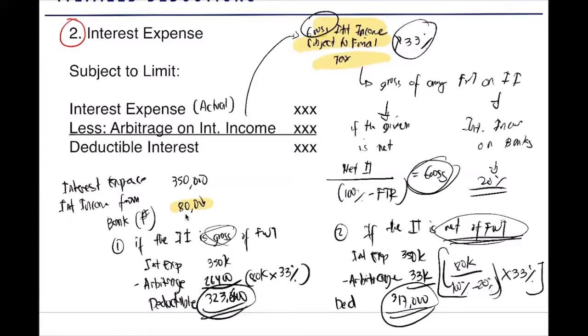So guys, here in your interest expense, just be careful as to the interest income subject to arbitrage limit. Only those interest income which was subject to final tax should be included. And take note, you must only include it at its gross amount. So if ever there is a final tax, you need to return the final tax on that amount. Okay? So we had an example wherein there is gross amount and in case it is net of final tax. Okay? Interest expense, deductible, but net of arbitrage limit.